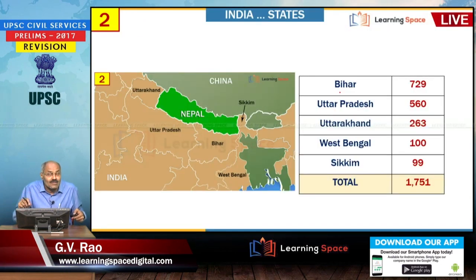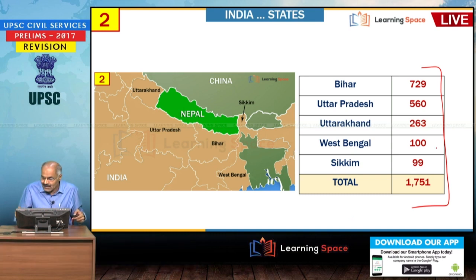And please look into these figures. These figures I have taken from the ministry's website. Please be cautious. There is just a difference of just 1 kilometer boundary between West Bengal and Sikkim, and as per this statistics, Bihar shares longest border with Nepal, Sikkim shares the shortest border with Nepal.